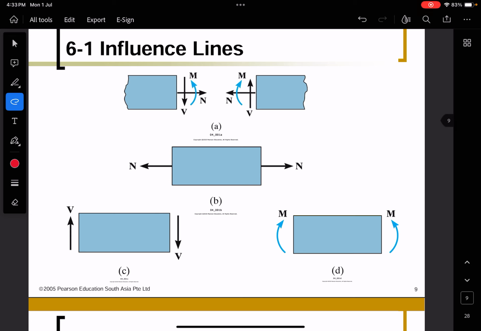You can see here the normal force: going to the right is positive, and going to the left is negative. And also here, the shear force: the rotation is clockwise, so it is considered positive. And here for moment, this is the sign convention that we consider as positive. This one is also positive.